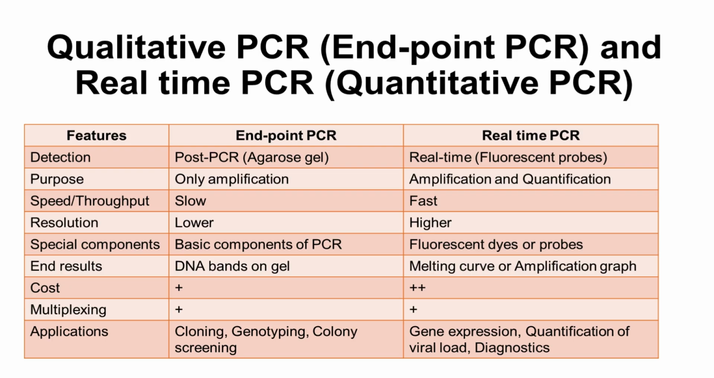Is there any special component to be added in real-time PCR? Yes, you need a fluorescent dye or probe. The end result in endpoint PCR is in the form of DNA bands on a gel. In real-time PCR, the end results come as a melting curve or amplification graph, which we will be seeing in the upcoming slide.